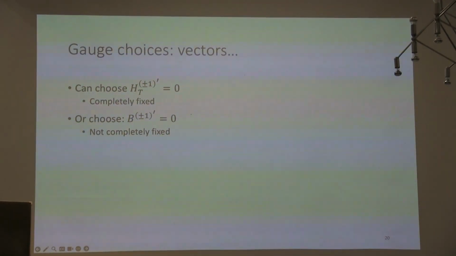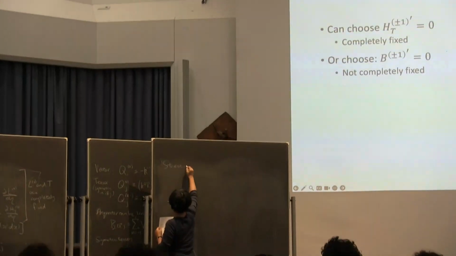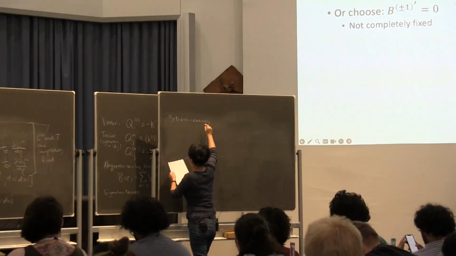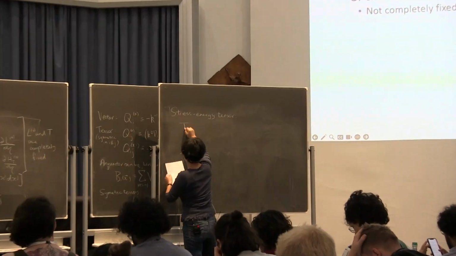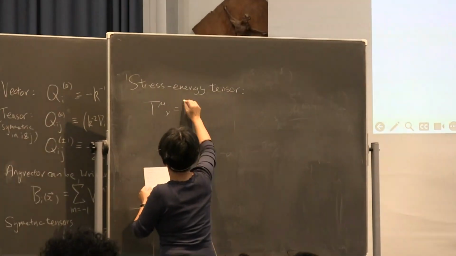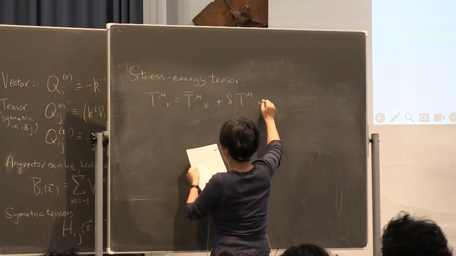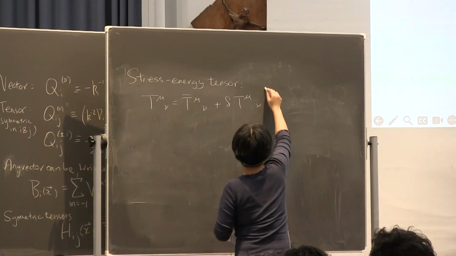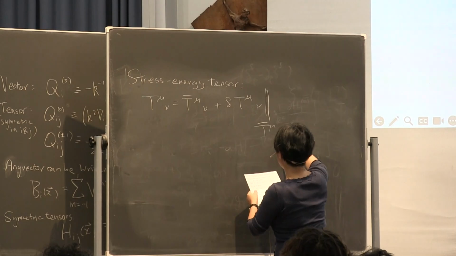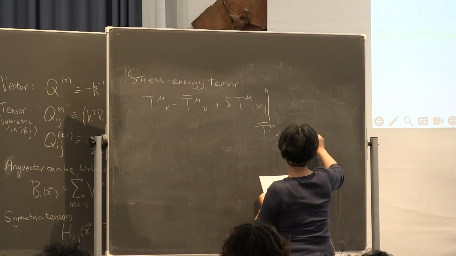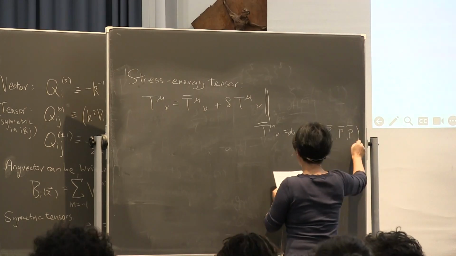As I said before, for the stress energy tensor you are again splitting it up into a homogeneous part and an inhomogeneous part. So you write T mu nu is equal to T bar mu nu plus delta T mu nu. We have seen before that T bar mu nu is just something that's diagonal. You have rho bar, P bar, P bar, P bar in the entries.